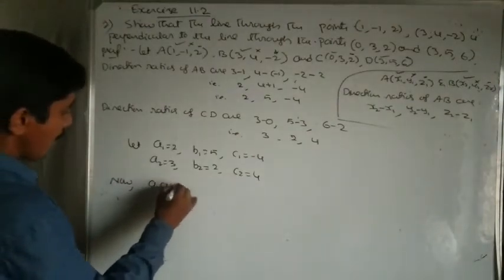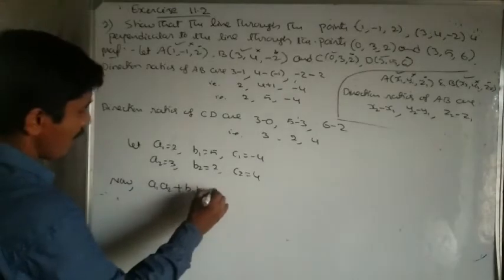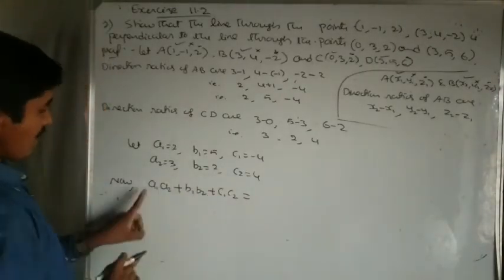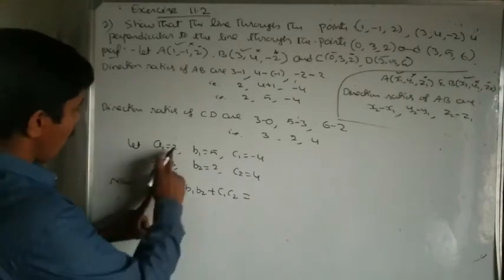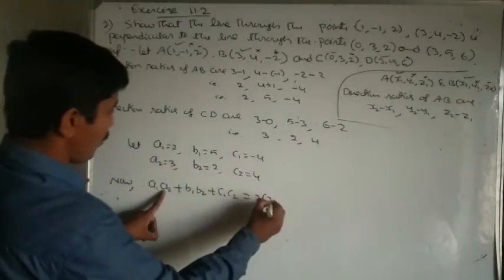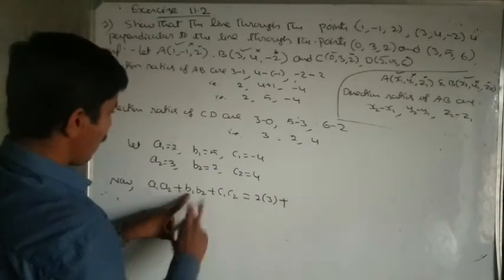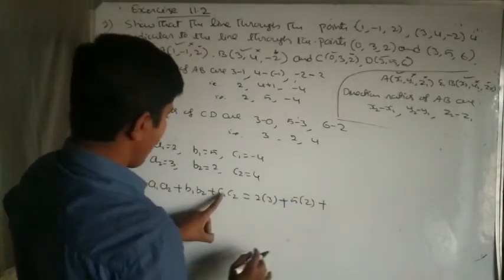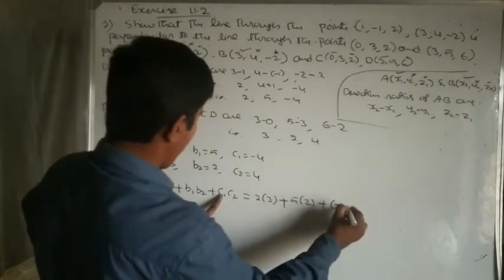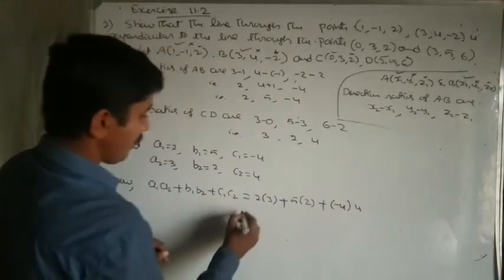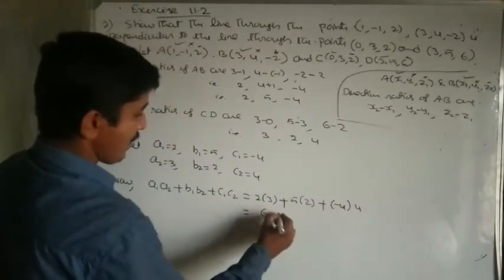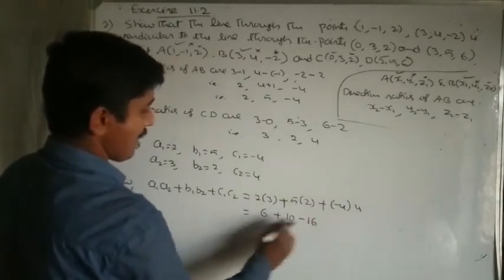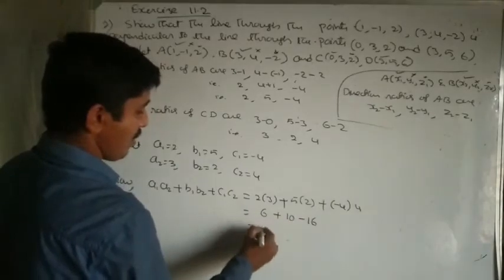A1 into A2 plus B1 into B2 plus C1 into C2. Here we have to prove that this is equal to 0. Substitute the values: A1 equal to 2, A2 value 3, plus B1 value 5, B2 value 2, plus C1 value minus 4, C2 value 4. 2 into 3 is 6, plus 5 into 2 is 10, plus minus 4 into 4 is minus 16. 6 plus 10 is 16, minus 16 is 0.